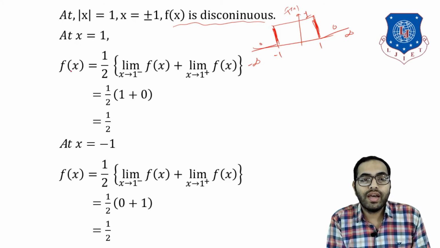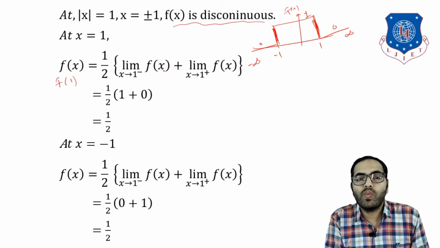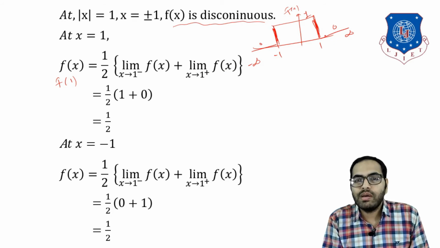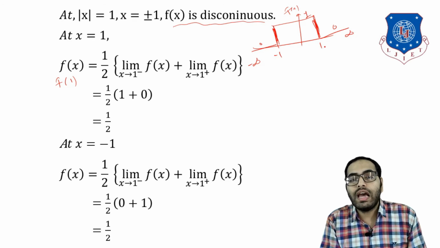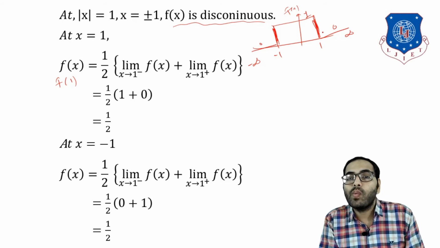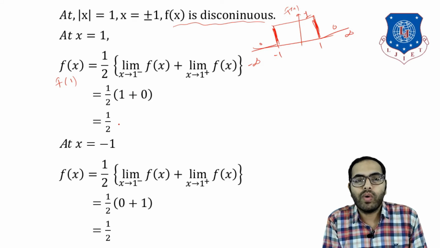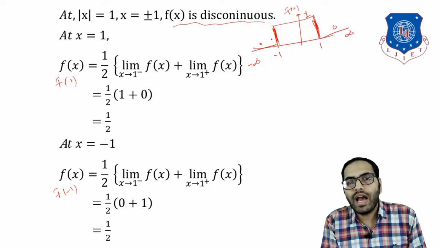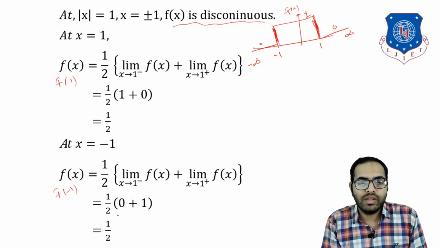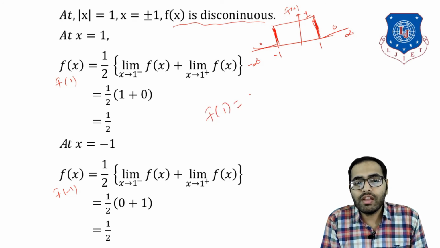For that we have the formula: at x equal to 1, f of x at x equal to 1, indicated by f of 1, is equal to 1 half of limit x tends to 1 minus f of x plus limit x tends to 1 plus f of x. That means the function has values before the 1 and after the 1 position. This is 1 and 0, then 1 half of 1 plus 0, that is 1 half. Similarly at position -1, before the -1 and after the -1, f of -1 is equal to 1 half of limit x tends to -1 minus f of x plus limit x tends to -1 plus f of x. Substituting the values before the -1 position and after the -1 position, that is 0 and 1, then 1 half of 0 plus 1, that is 1 half. So the values of f of 1 and f of -1 are 1 half.